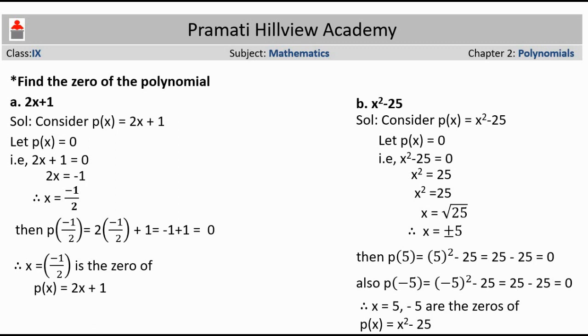So, to find the zero of the given polynomial, first consider the polynomial equation, equate it to 0, and then solve the equation.